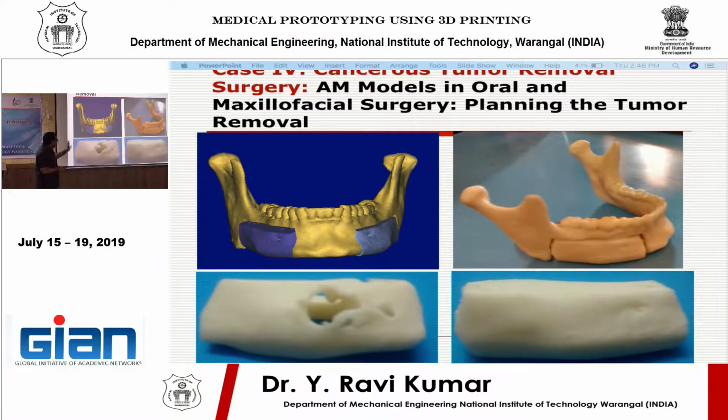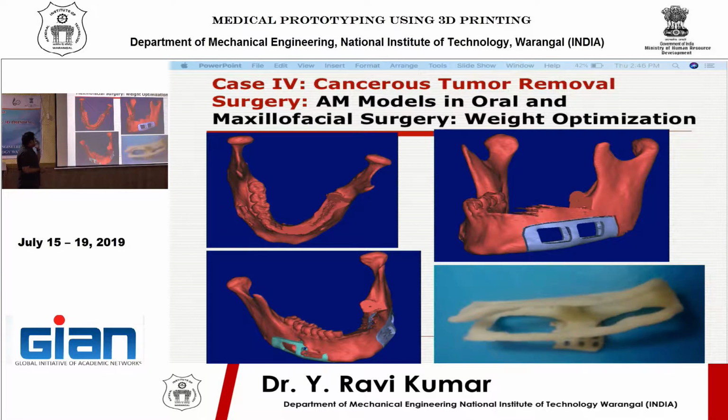Then, if you cut it, in order to maintain the symmetry, luckily it is a symmetric defect, so you can use a mirroring technique to attain your geometry, shape and dimensions by mirroring the other side. And then we need to implant. Since you are removing that portion, we need to fix an implant. We tried different designs, and it need not be the optimum design, but at least the idea is okay. The idea is that it should be of minimum weight, right?